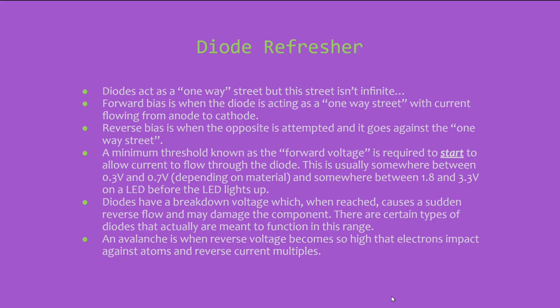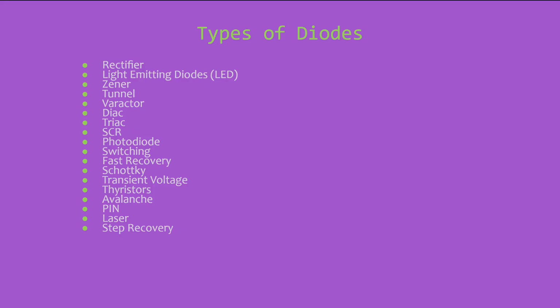However, reverse bias only tolerates voltage to a certain point. That threshold is known as breakdown voltage, which can cause a sudden current flow, which may damage the component or even the entire circuit. If it goes too long, then it goes into avalanche effect, where the voltage suddenly multiplies to dangerous levels. Now, there's many types of diodes, and some of these types can apply to the same diode.